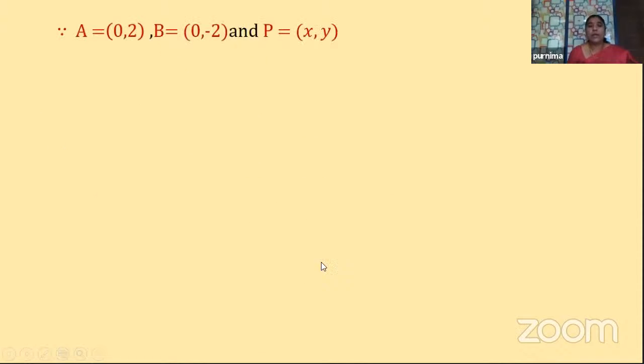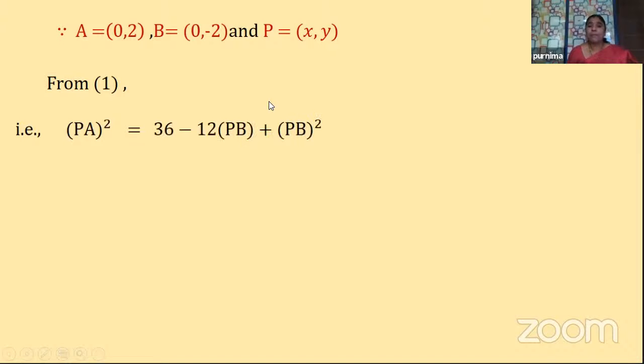So now here, what are the points given to us? A is (0, 2), B is (0, -2), and P is (x, y). So now let us substitute in equation 1. What is equation 1? That is PA square is equal to 36 minus 12 PB plus PB square. So this is our equation number 1. Let us apply the distance formula to substitute in equation number 1 to find the distances.